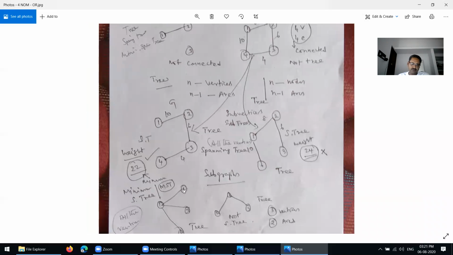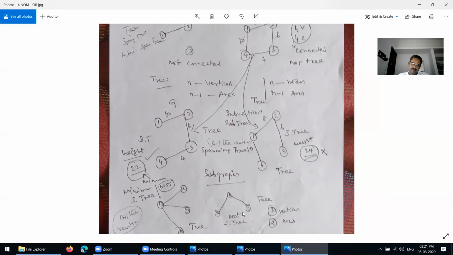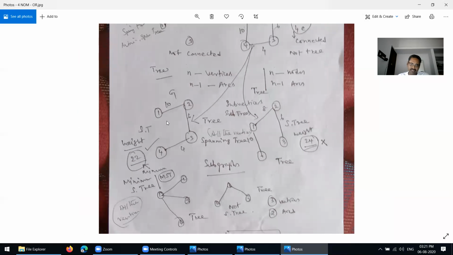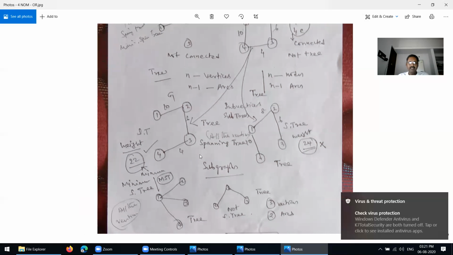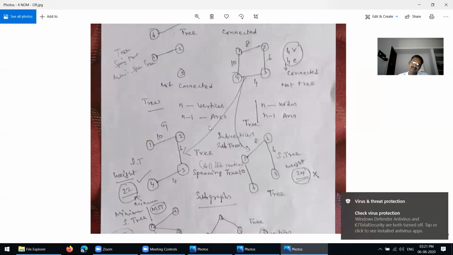See here now, here are also 4 vertices. 1, 2, 3, 4 vertices. How many edges? 1, 2, 3. So it's also a tree with these conditions. Here we have how many vertices? 1, 2, 3. How many edges? 1, 2. So therefore, this also meets the conditions. So the first one, the second one, the third one, and the fourth one are the group of trees in the connected graph. So the connected graph is not a tree, but the subsets, all 4, are trees.